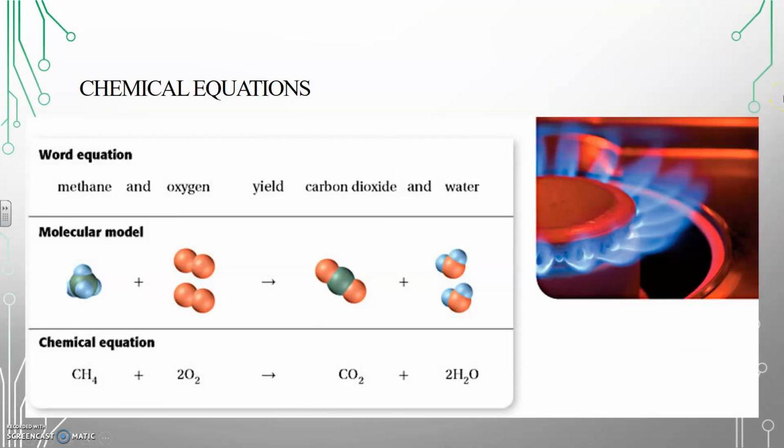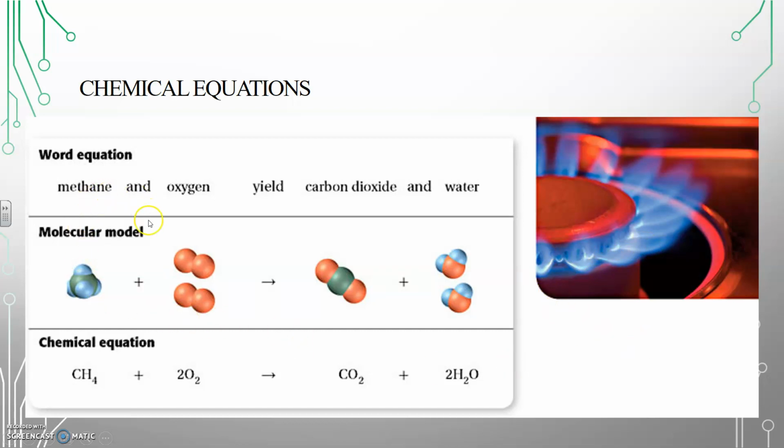So this is just an example of a chemical equation. We have methane and oxygen reacting to yield carbon dioxide and water, right? And this is what happens if you have a gas stove. You light that and you can see the little blue flames flying out here. So that's what's happening there.